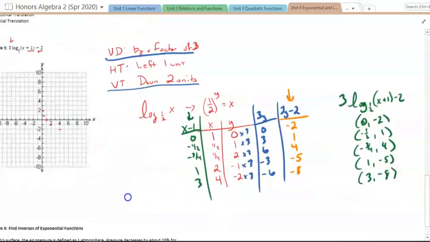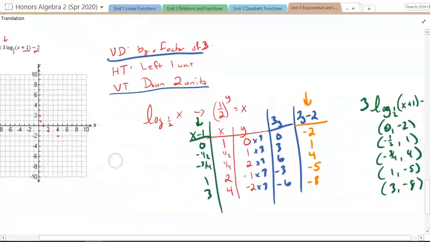And so putting those on the coordinate plane, 0, negative 2 is here, negative 1/2 and 1, 1's up here, negative 3/4 and 4, 1, negative 5, and 3, negative 8.